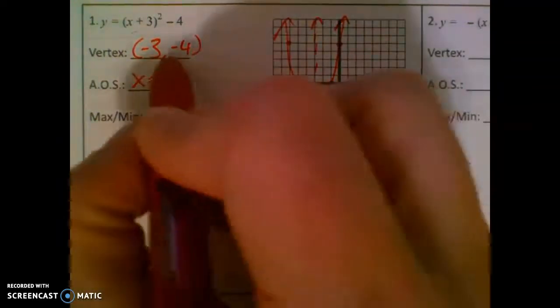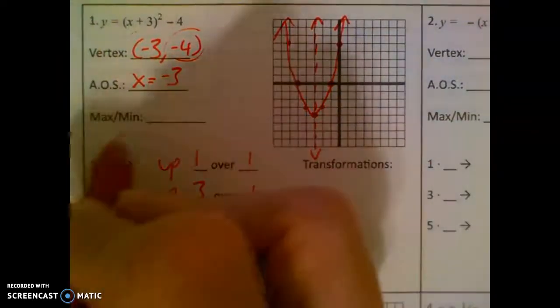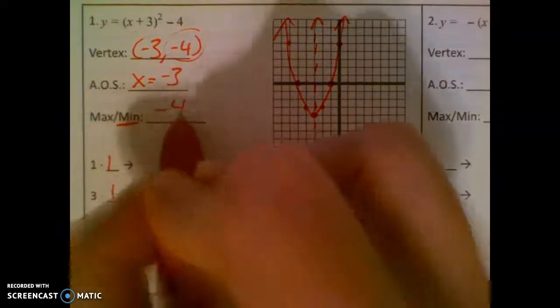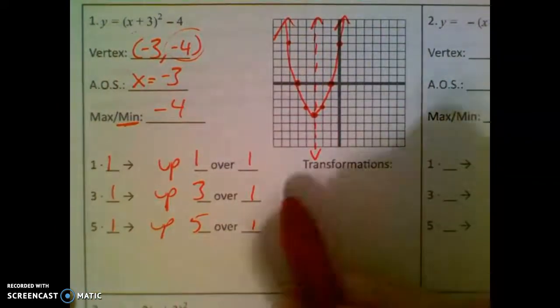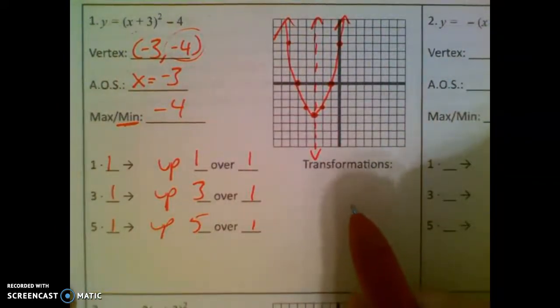Max/min is always going to be the same number here, so it is going to be a minimum, and it's going to be -4. I'm not going to write these transformations out in their full way, but you could.